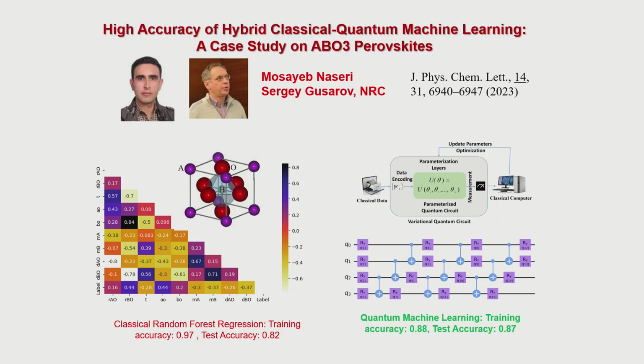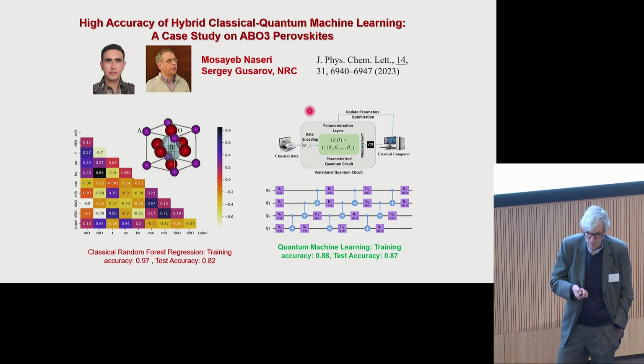The first example, about a year ago, Moseyev and Sergey did a quantum machine learning exercise. This is all done, I should say, at the outset on simulators, something called Qiskit that IBM has, which emulates quantum computers. So we haven't yet put them on a real noisy machine. But to make a longer story a little bit shorter, this is a case study on AVO3 perovskites. So we have a few hundred AVO3 structures. Some are perovskites, some are not. And the machine's task is to classify them into these two classes.